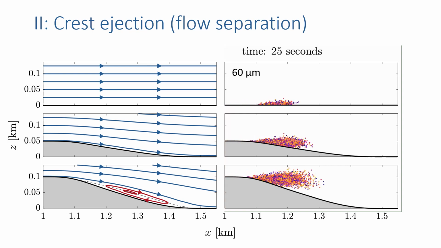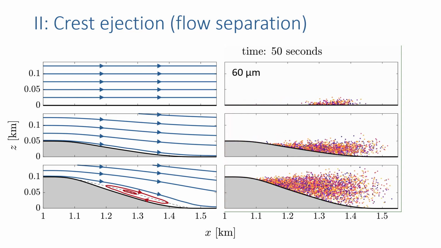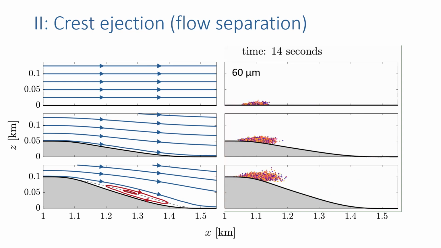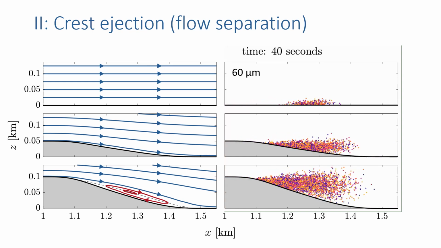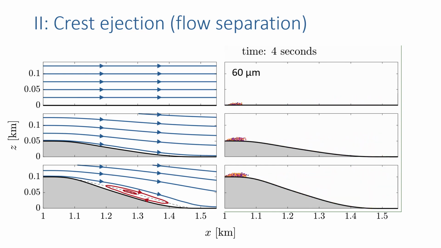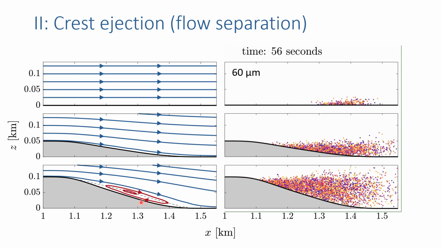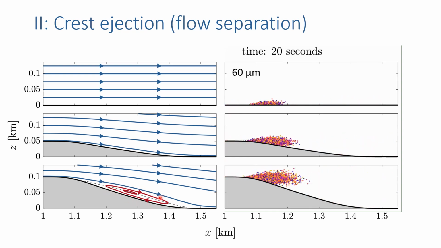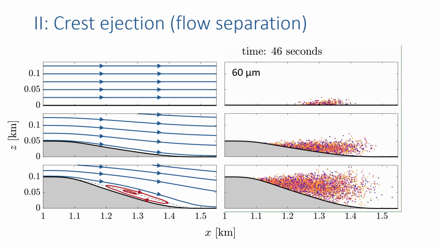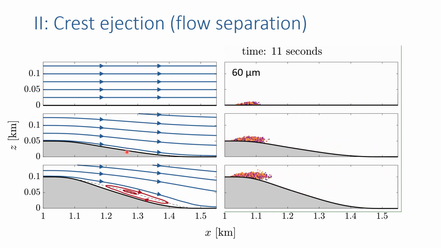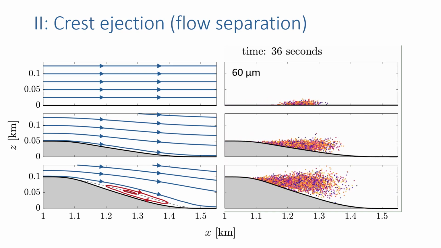This provides us with a segue into the second mechanism, crest ejection due to flow separation. The flow separation is easily apparent from the mean flow streamlines in the left plot, which you can see are separated from the hill over this backflow and recirculation region, and this is in contrast to the smaller hill, which has no such separation.